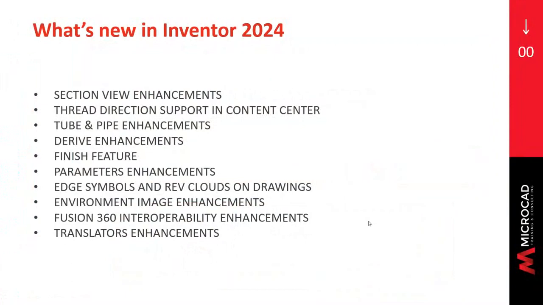Some enhancements to the parameters, some new tools we have in our drawings, especially the edge symbols and revision clouds. Some enhancements on image rendering and some tools that have been improved in rendering in Inventor, and some enhancements on Fusion 360 interoperability, and some enhancements on translators. Okay, so let's get started.